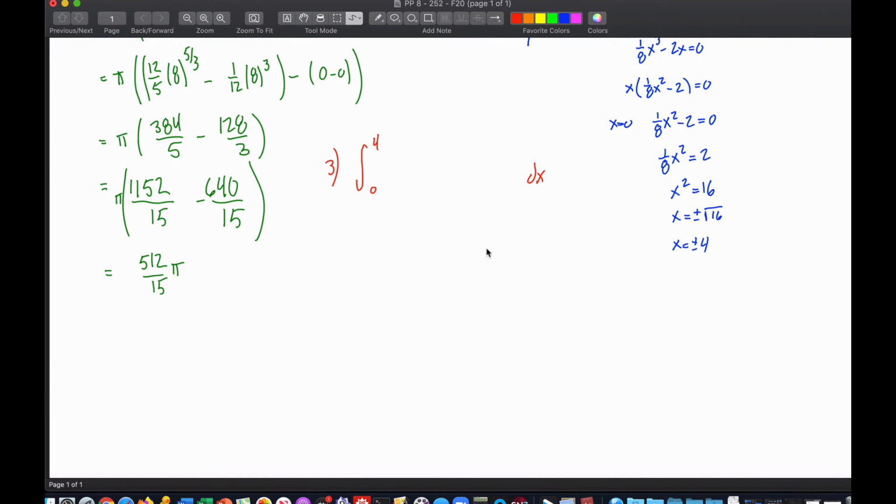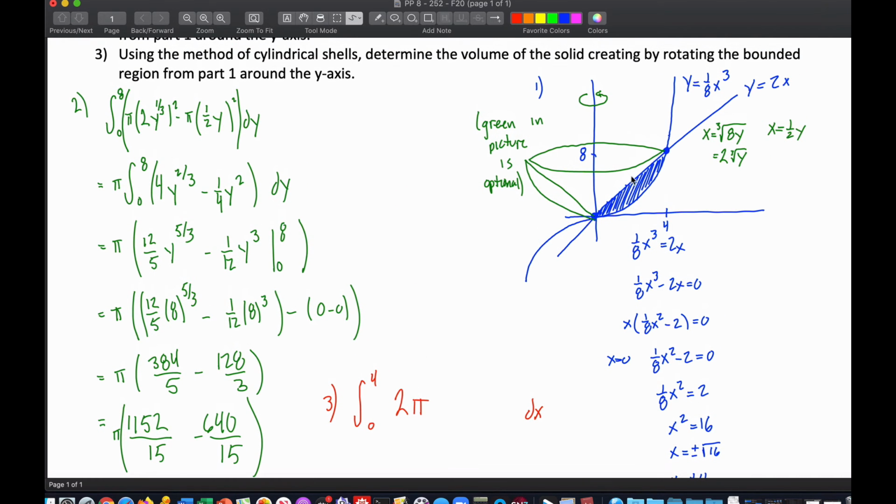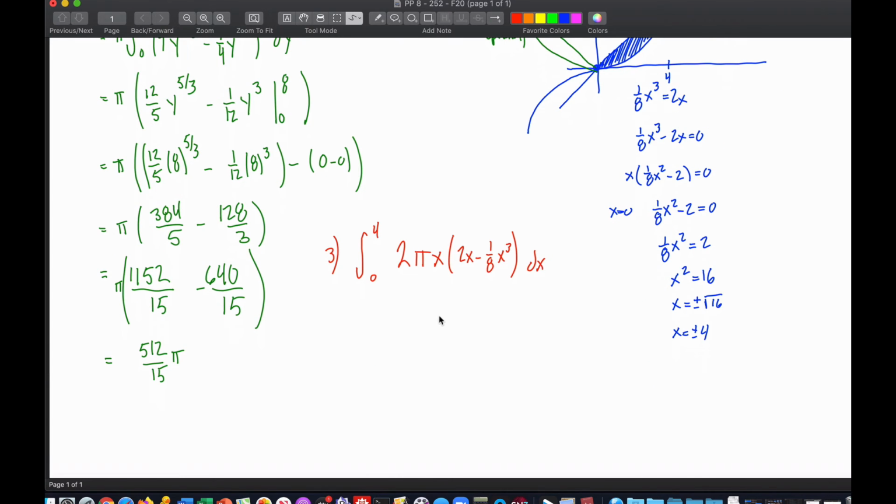And since I'm using shells as opposed to washers, I need the formula for the area of a shell. And for that, I'll think 2 times pi times r times h. So there's the 2 times the pi. And then what about the radius of these shells? Well, an arbitrary shell would look like this. So the radius is just whatever the x coordinate is. And then the height of this shell would be the difference in this curve and this curve. So 2x minus 1/8 x cubed. If we can evaluate this, we're done, assuming it equals this.